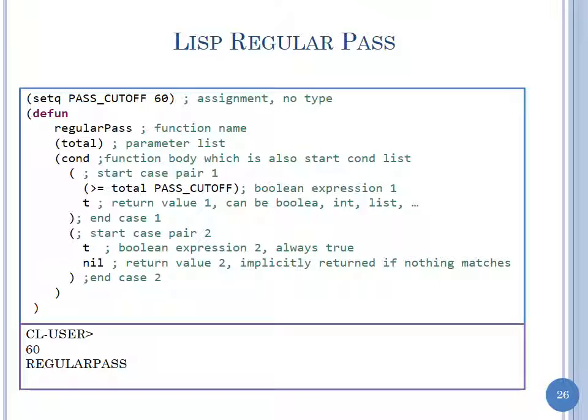There's a side effect of this. This is important: even though the expression evaluated to 60, there was a side effect, and a variable called pass cutoff got assigned 60.